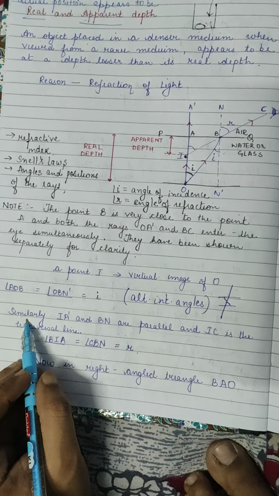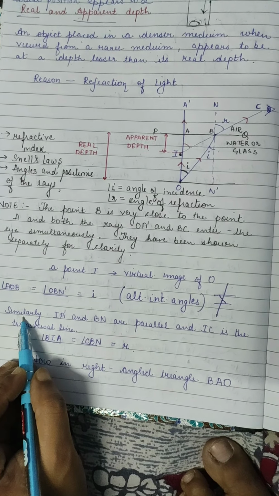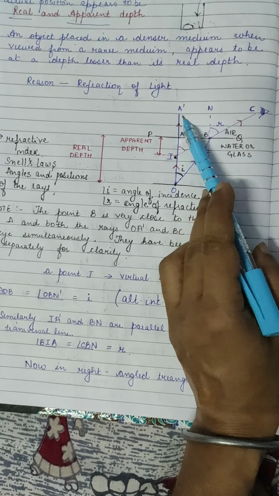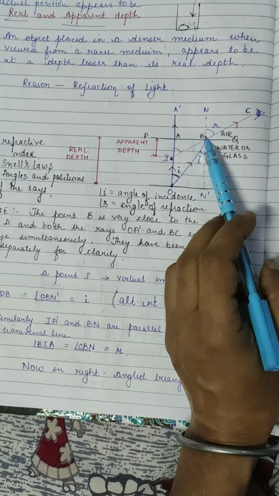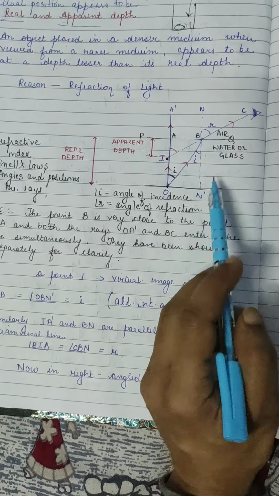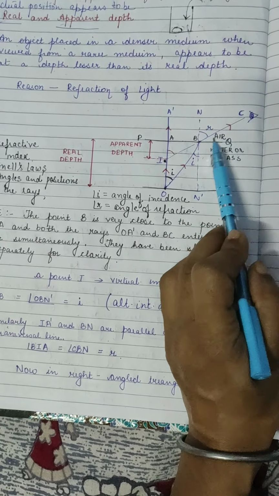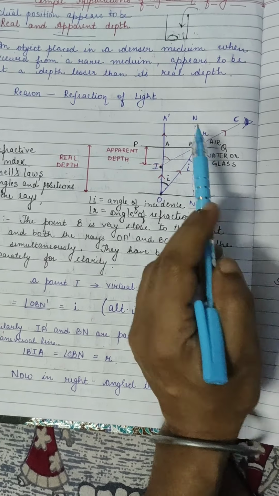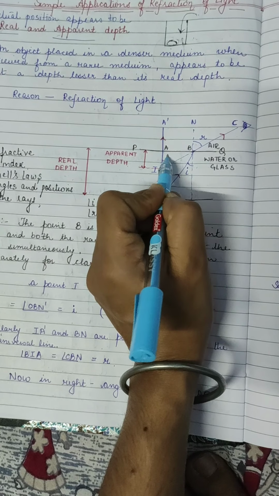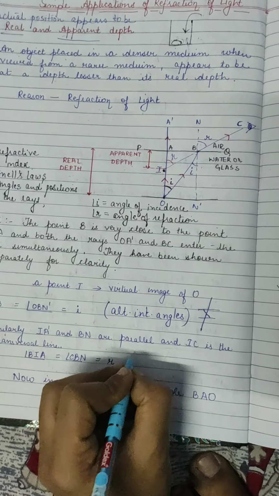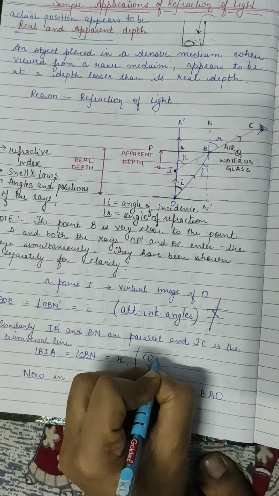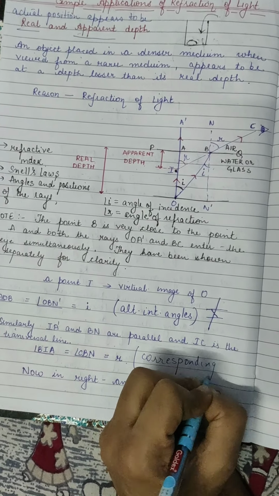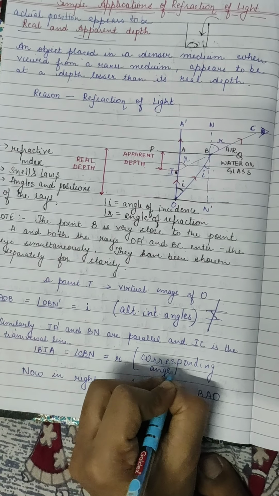Next what we are having? Now we are talking about similarly IA dash. This is your IA dash and BN dash. These are again what? Parallel. Now we are taking this IC as the transversal. If this IC is the transversal, this angle and this angle will be what? R, and these are the corresponding angles.